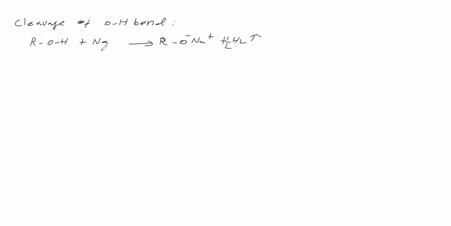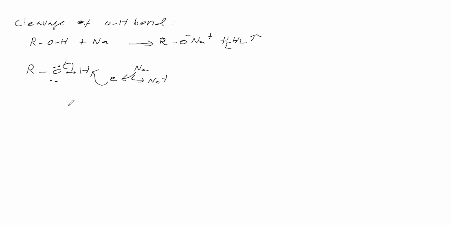Now this alcohol, ROH, has two lone pairs. The bond has two electrons. Sodium gives one electron and becomes Na plus. This electron is taken by this hydrogen. This bond is shifting here. Therefore, it becomes RO minus. This hydrogen becomes hydrogen gas.